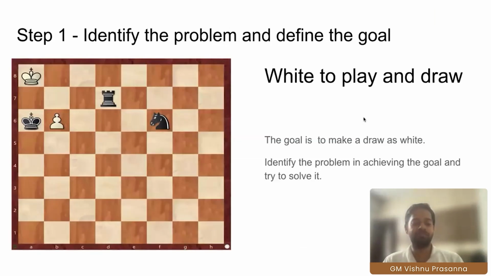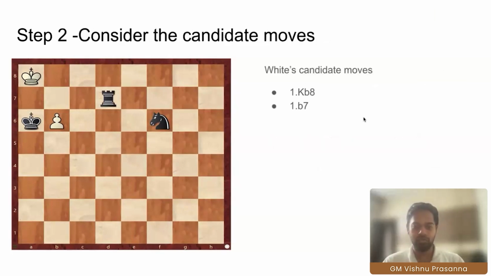So we arrive at the first position. Here we have to identify the problem and define the goal. That is the first step. So what is it? White to play and draw. This is the problem, right? So what are the candidate moves? Step 2 is to consider the candidate moves. The problem is we are really down on material actually. We are really down on material.